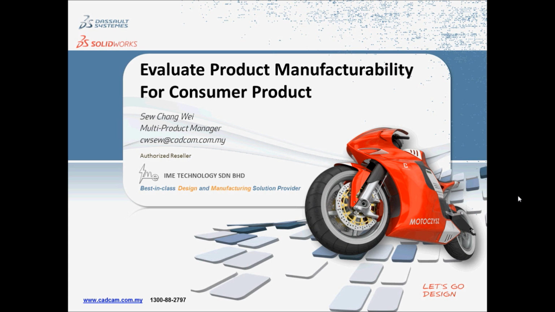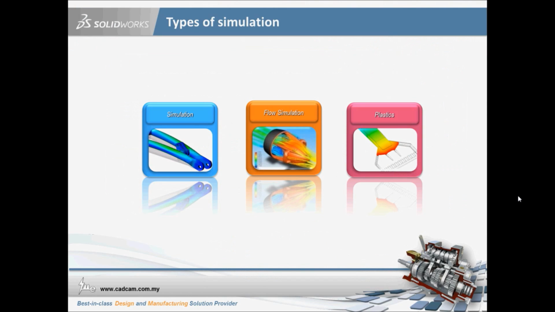Today we're going to share about evaluating product manufacturability for consumer products. Without further delay, let's start our sharing. For the coming 30 minutes, I'm going to share with you the types of simulation that are suitable for consumer product design. First of all, as you can see in front of you, there are 3 types of simulation.